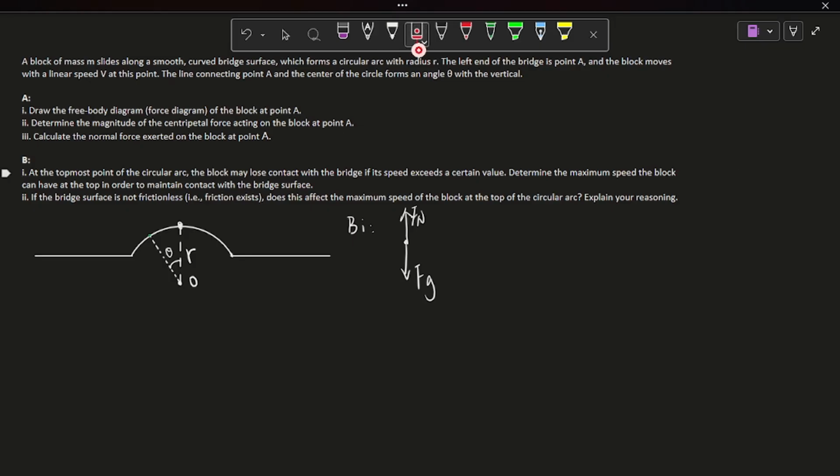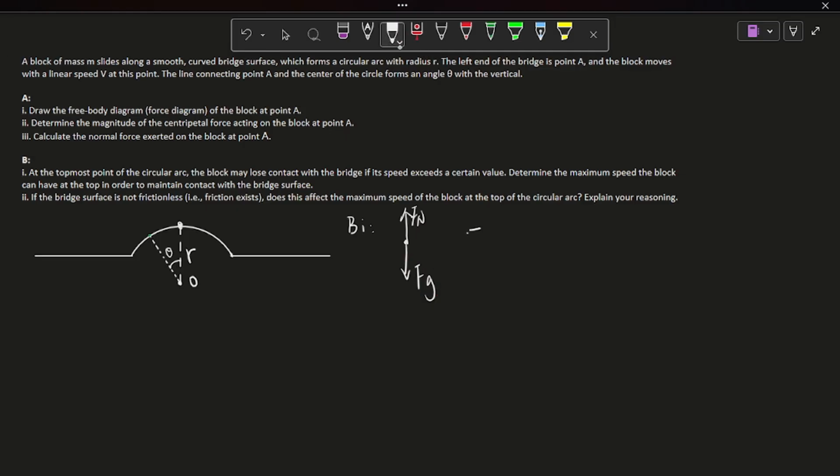First, the top point is over here, right? So let's draw a free body diagram. I already drew it for you. So when it loses contact, the normal force will no longer exist. The only force that is collinear to this radius over here will be Fg. So the only component of the centripetal force is Fg.